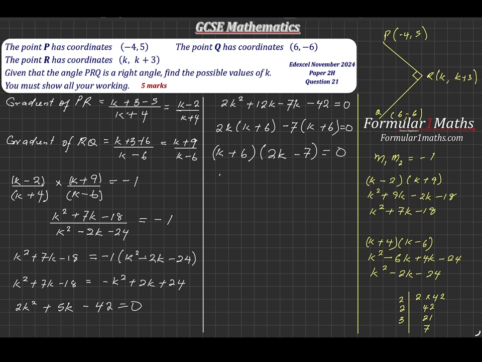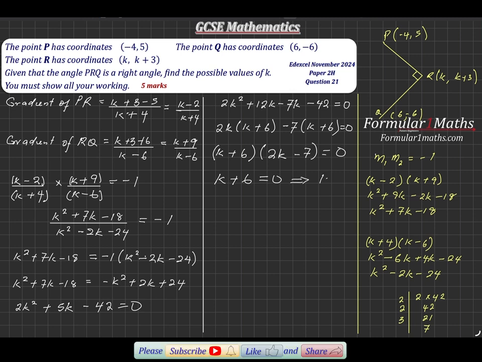So this means that k plus 6 is equal to 0, which implies that k will be equal to minus 6, or 2k minus 7 is equal to 0, and that implies that k is equal to 7 over 2, which is 3.5. So the two values required are k is equal to minus 6 and k is equal to 3.5. And that is the solution for this question.